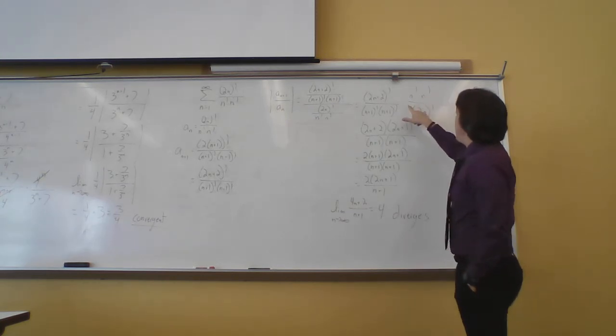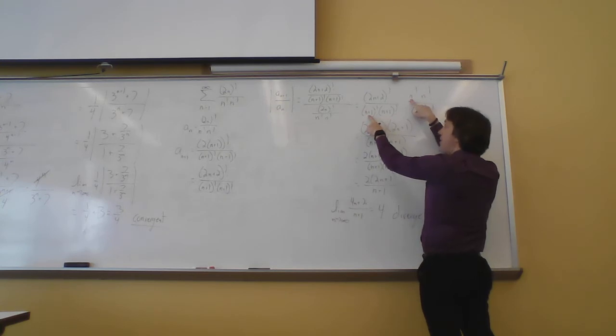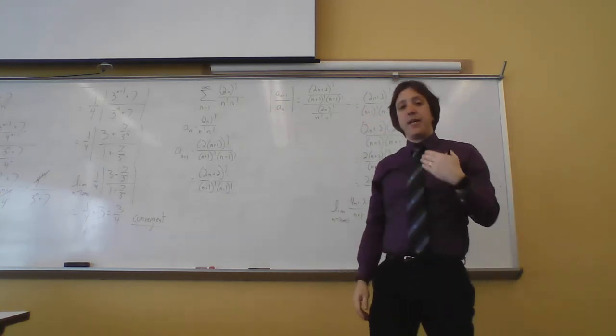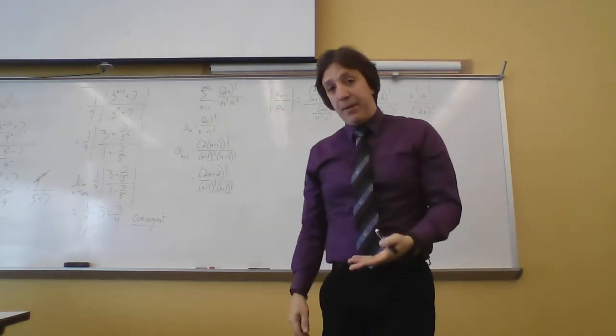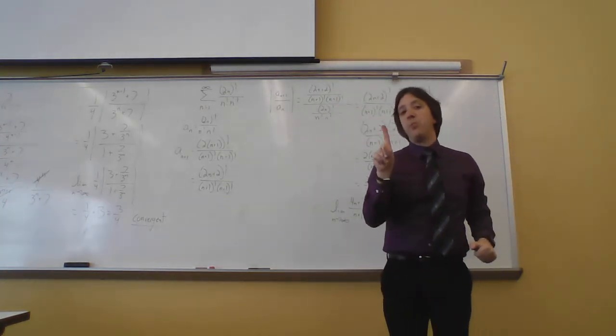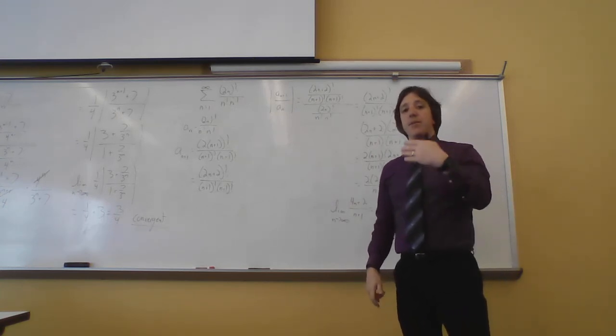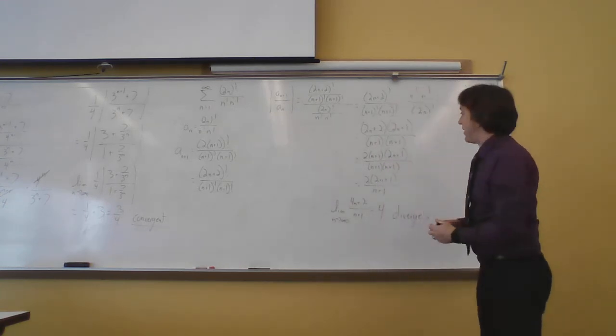Yeah, all right, here's what happens. n factorial and n plus 1 factorial. Let's just look at those first. n factorial is n times n minus 1 times n minus 2 times n minus 3, and so forth. n plus 1 factorial just has one more term, right? It's n plus 1 times n times n minus 1 times n minus 2 times n minus 3.